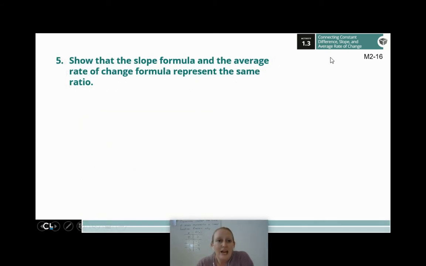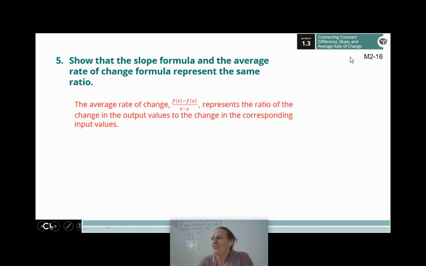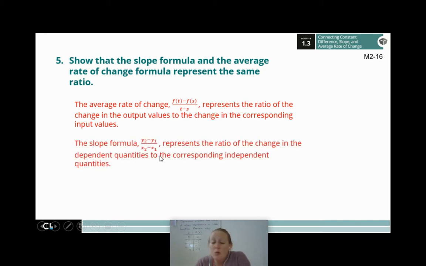So yeah, the slope formula and the average rate of change formula represent the same ratio. The average rate of change looks all fancy because of function notation, but it represents the change in our output values to the change in the corresponding input values. Subtract your outputs on top, subtract your inputs on the bottom. The slope formula does the same thing. It represents the ratio of the change in our dependent quantities on top to our independent quantities on the bottom. But we know dependent is output, and independent is our input. So these formulas represent the same ratio.